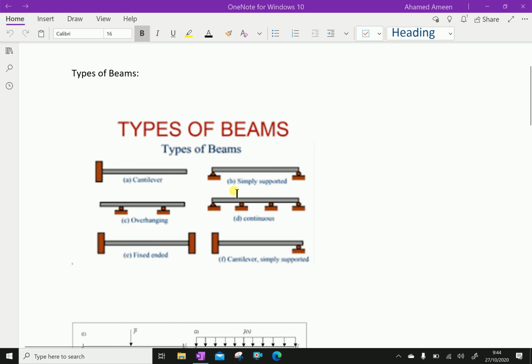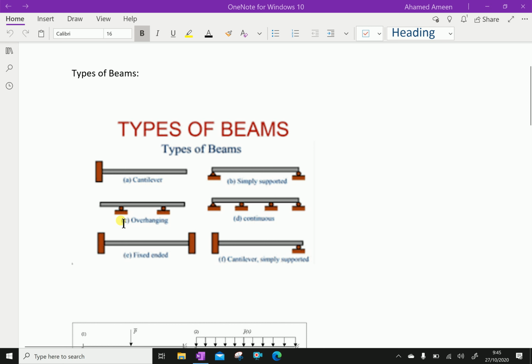Second one, simply supported beam. A beam is supported or resting freely on the supports at both ends. It is freely supported or resting on both ends.